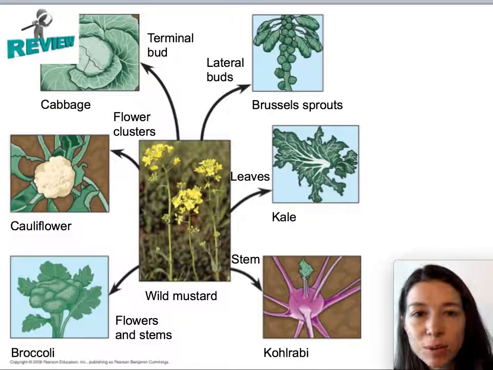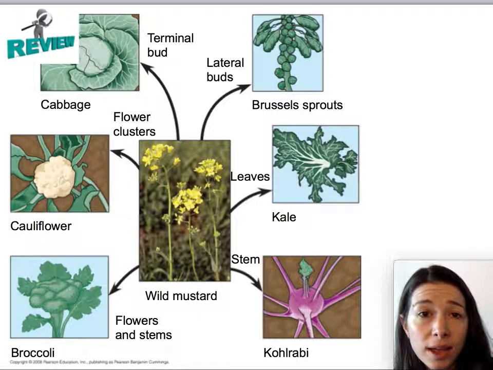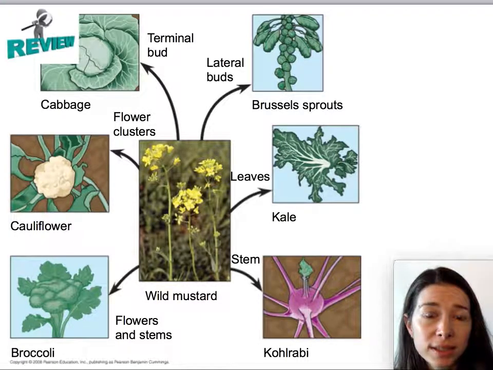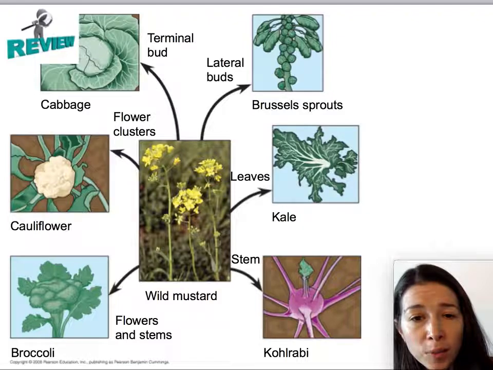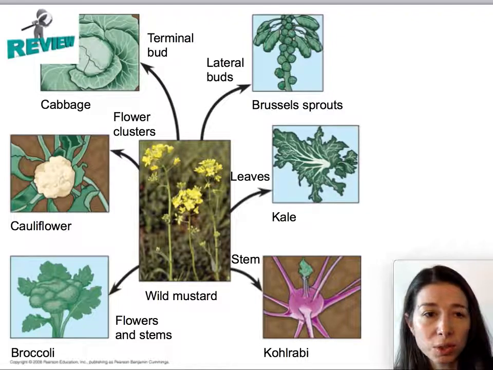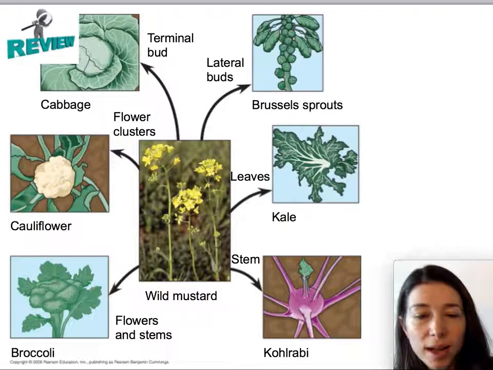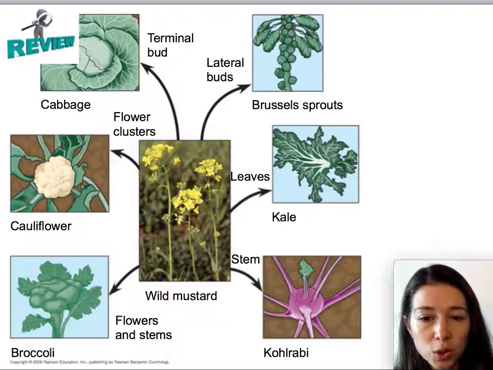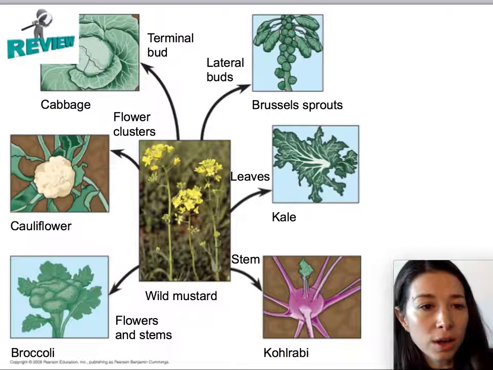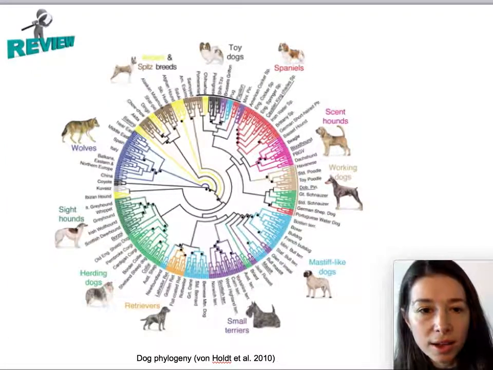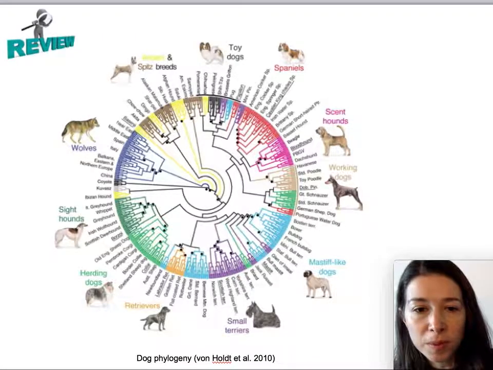There are many examples of evolution around us, and we can see these examples in the plants and animals that surround us. So for example, all of the plants that you see here were evolved from wild mustard, so that was the common origin. So cabbage and Brussels sprouts and kale and all of those delicious things that we enjoy eating so very much.